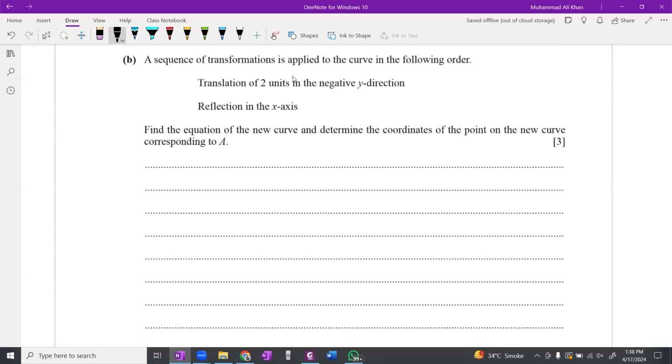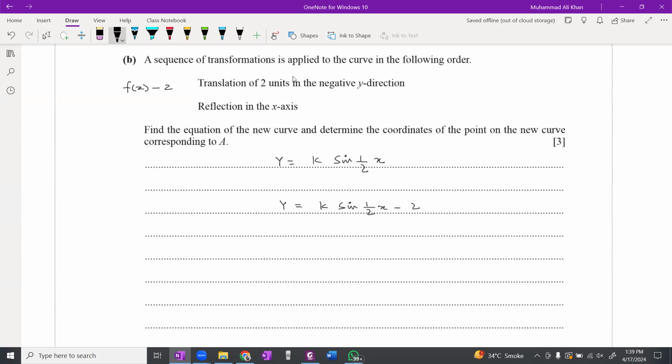So what we have to do is find the equation of the new curve. The previous curve is y equals k sine half x. Now, first translation of 2 units in the negative direction. Translation of 2 units in the negative direction means we have to subtract 2 from the function. So it will be y equals k sine half x minus 2.